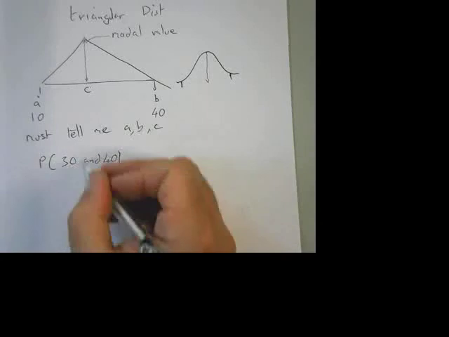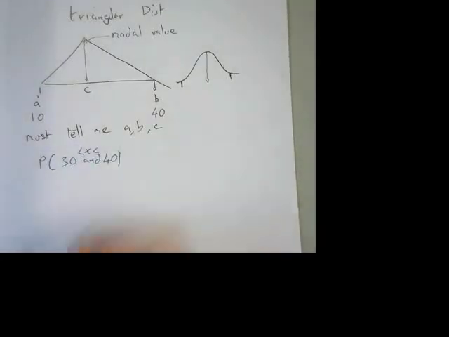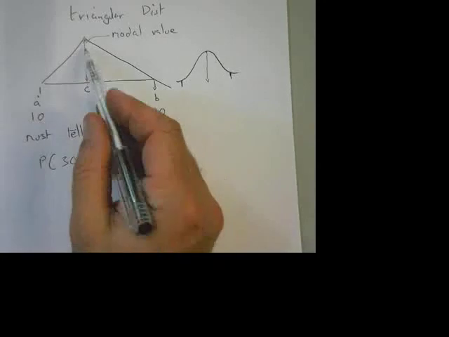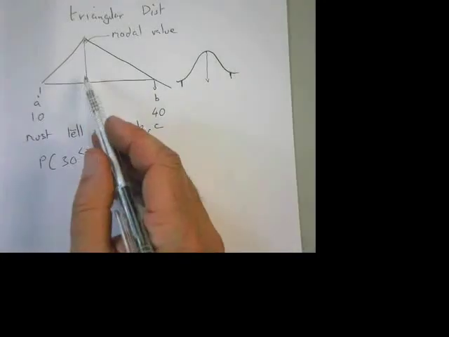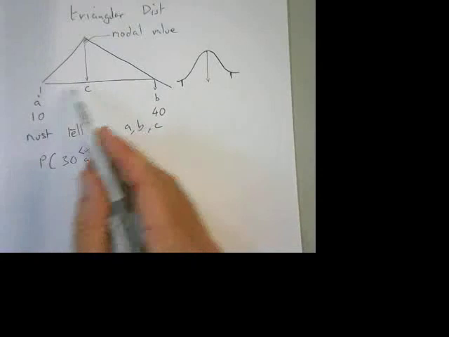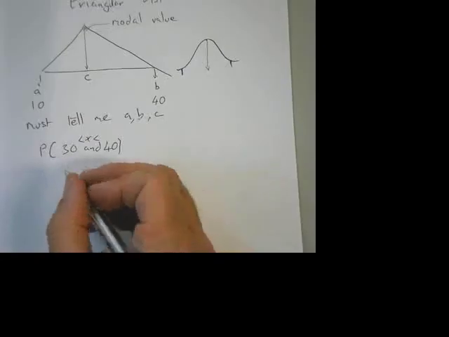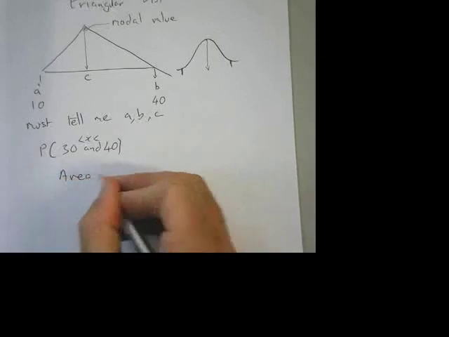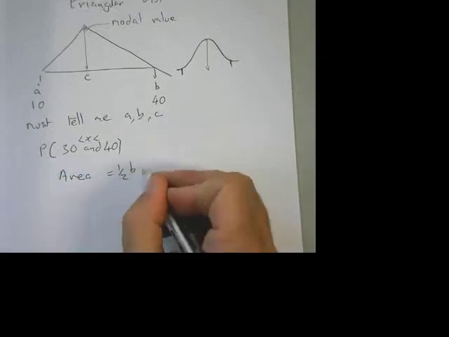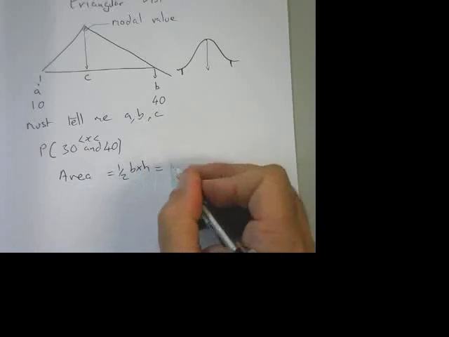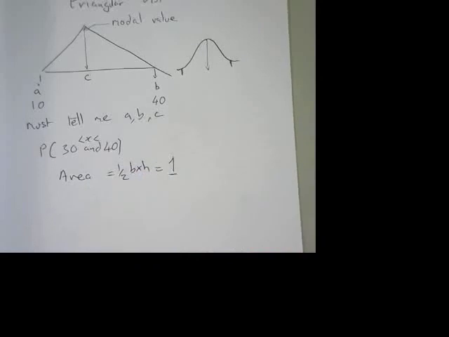Okay, I should have put an X there like that. Okay? So, how are we going to do that? Well, the first thing we're going to do is to work out the height. Okay, now there are formulas and stuff like that later on, but we're going to work out the height. Now, what do you have to remember? That the area is half the base times the height, which must equal 1. Okay, now we know the base, don't we? The base is 30.